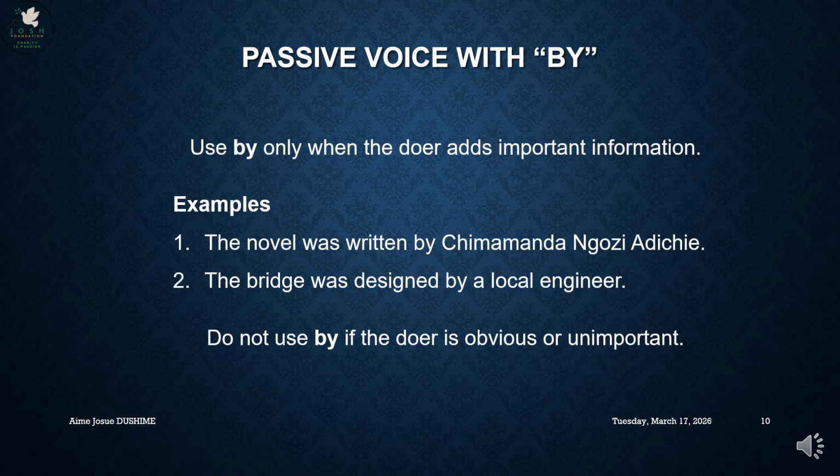Passive voice with the by agent. When we talk about the passive voice using by agent, use by only when the doer adds important information. When adding by will make it more understandable or will add more importance to it, that's when we use by. The novel was written by Chimamanda Ngozi Adichie.